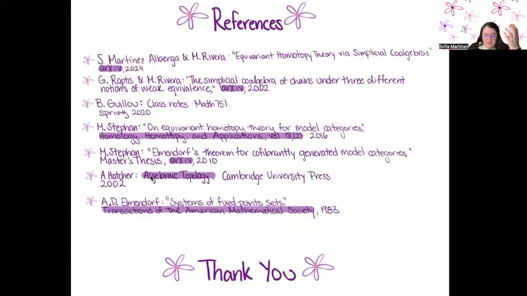If you're interested in learning more, you can find it in our preprint. If you're interested in learning things of the non-equivariant setting that I described, this paper of Raptis and Rivera is really good. If you want to learn more homotopy or equivariant homotopy theory specifically, there's a set of class notes by Bert Guillou that are really good that I liked learning from. And if you want to learn algebraic topology more generally, a classic text is that of Hatcher.